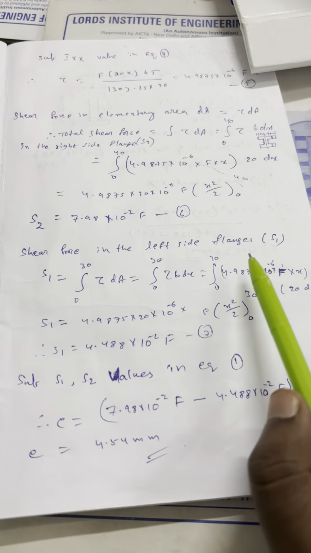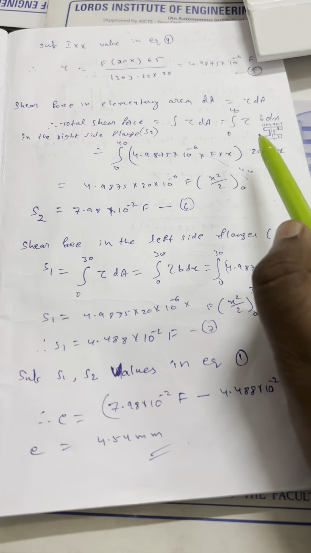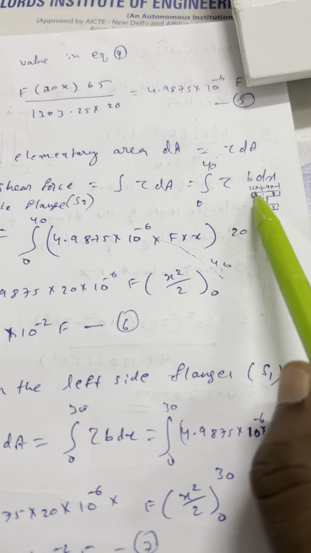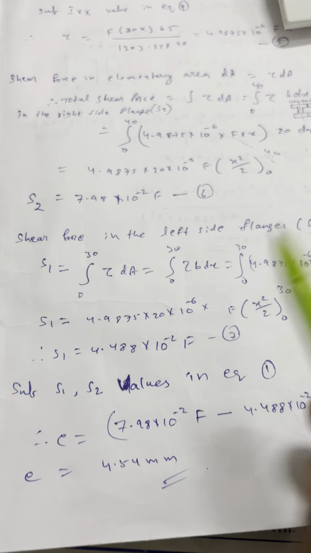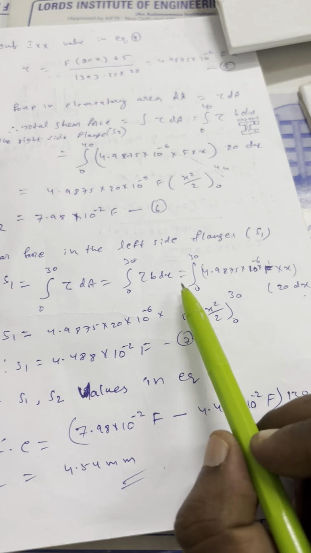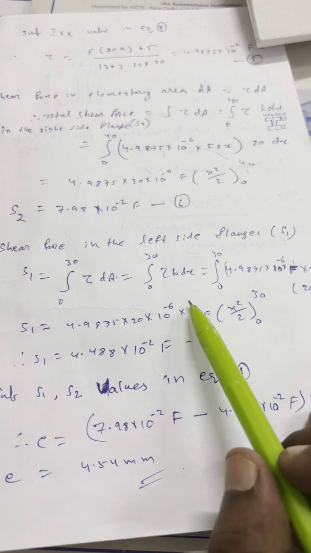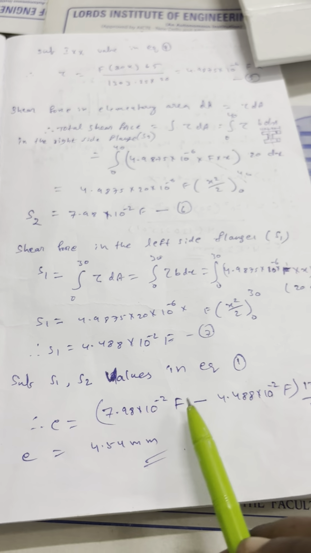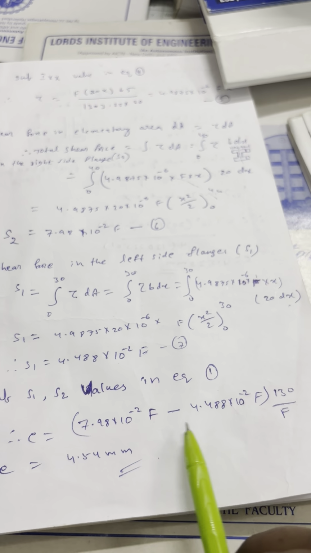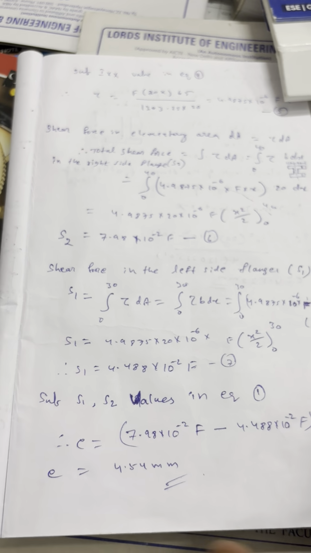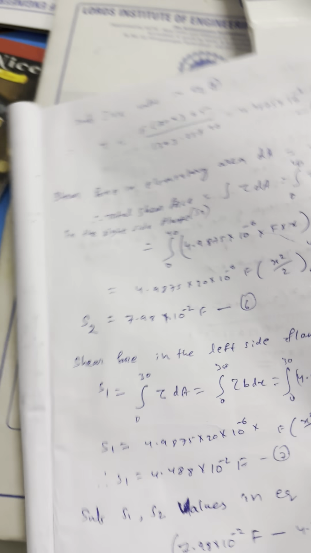Next, the shear force in the left side flange, s1 equals integration 0 to 30, on the left side, of tau b dx. Here b is the same, but the limits are different. Here it is 0 to 40, here it is 0 to 30. Now if I solve, I get this one. Now substitute the s1 values in equation number 1, e equals s2 minus s1 times 130 by f. In this way we can find the position of the shear center, e equal to 4.54 mm.